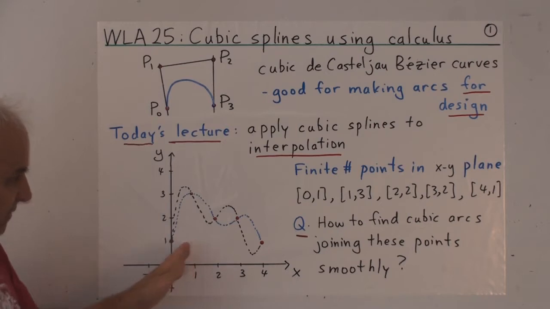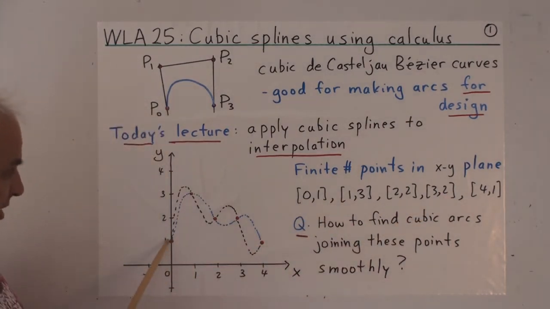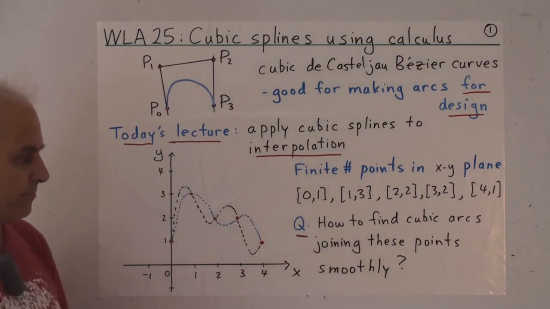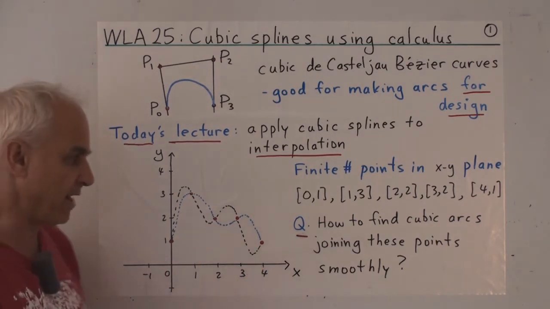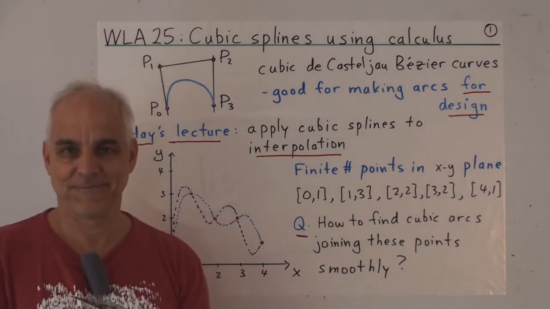All right, so to be specific today, we're going to look at these 5 points. So the point (0, 1), point (1, 3), (2, 2), (3, 2), and (4, 1). And the question is, how do we find cubic arcs that are joining these points smoothly?